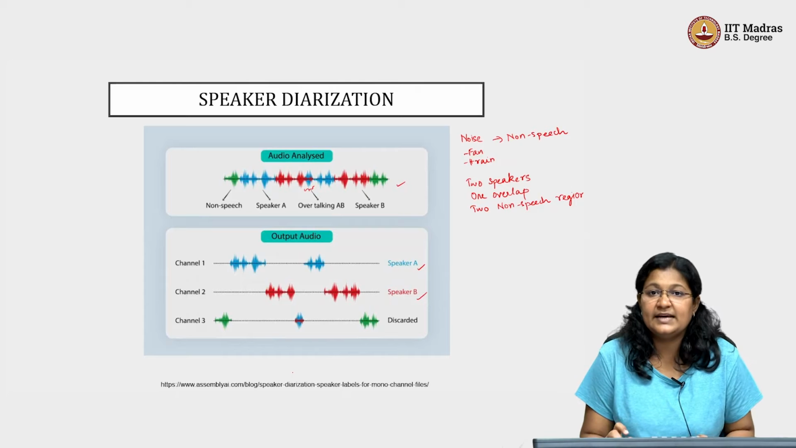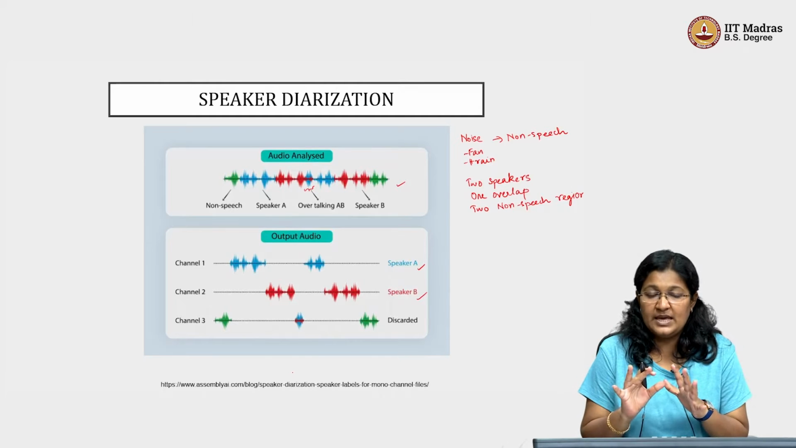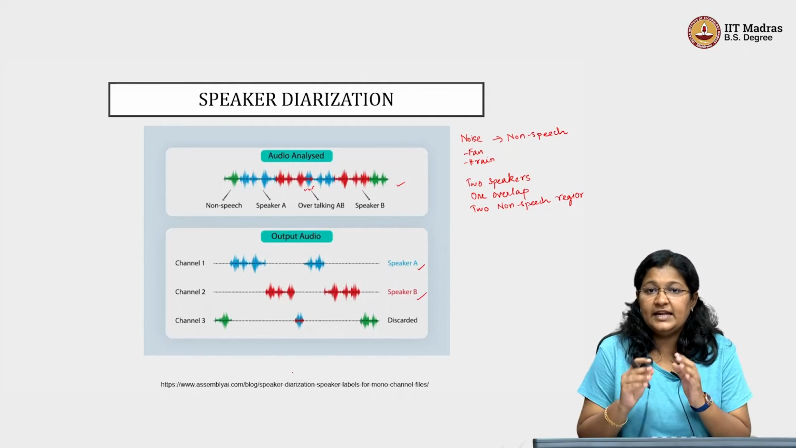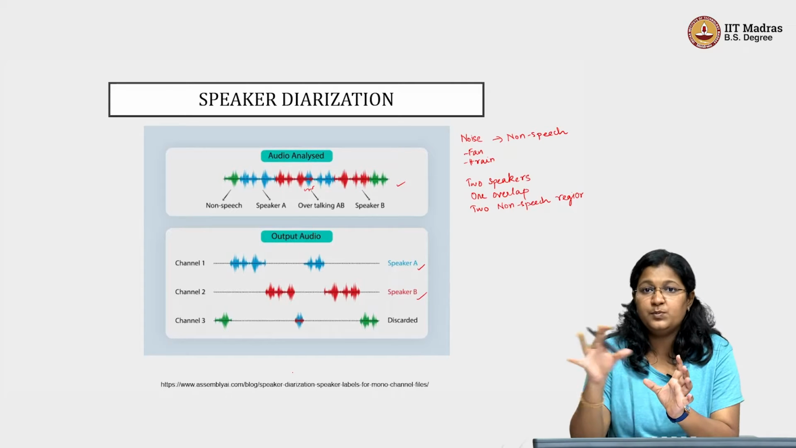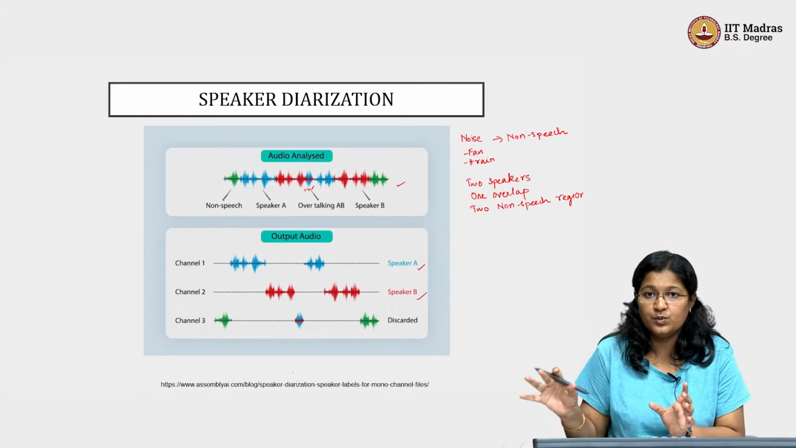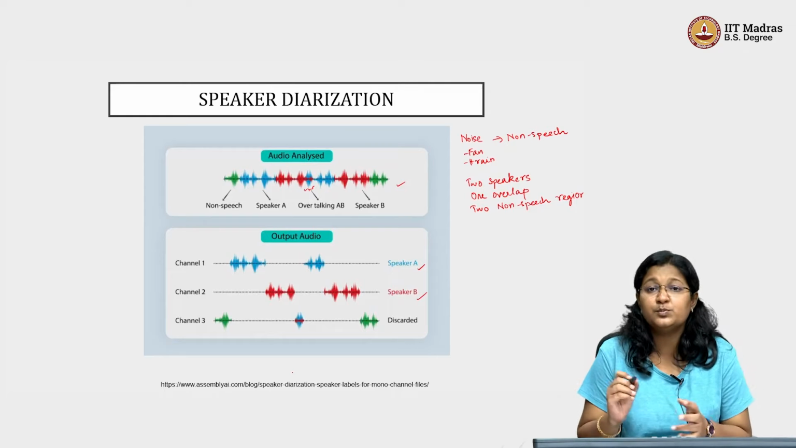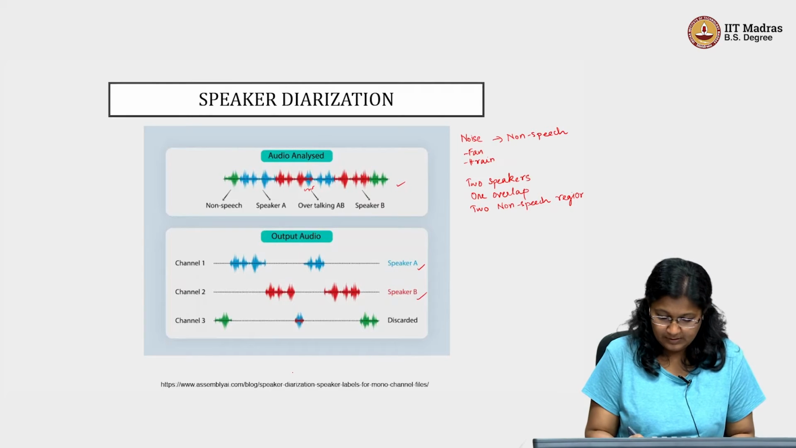So this is speaker diarization. When two speakers speak, you feed that data to a speaker diarization system and it gives out what speaker A spoke and what speaker B spoke. It's splitting the audio into two corresponding to each speaker.